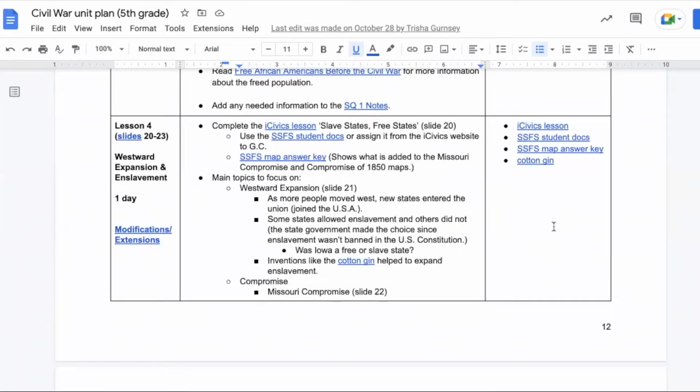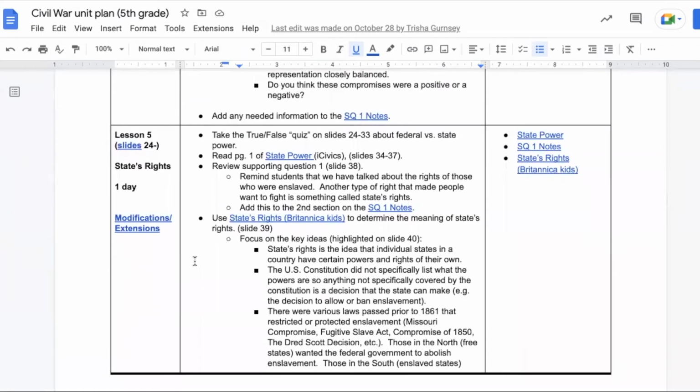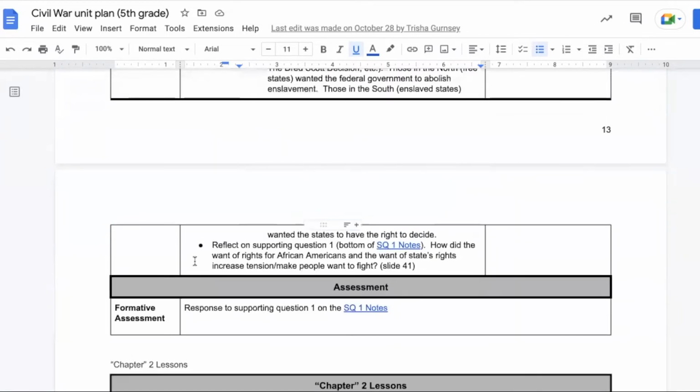Just for your information, some of the topics covered in the Chapter 1 lessons are introduced in 3rd grade social studies. Students will have heard about the Underground Railroad, a bit about enslavement, the triangular trade, and a couple of the other events that started leading up to the Civil War. In Lesson 5, we look at federal versus state power so that we can understand this concept of states' rights and how states wanted to be able to have the ability to make laws about enslavement since the Constitution did not outright ban it. Chapter 1 ends with a formative assessment of a quick response to supporting question 1.